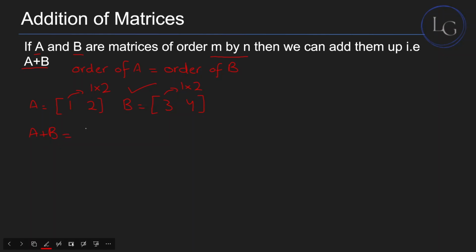And how do we add up A and B? Well, we'll add up the corresponding entries. The first element of A will be added to the first element of B, so 1 plus 3. And the second element of A will be added to the second element of B, so 2 plus 4, which will give you 4 and 6. That will be the result. Now remember that the order of the resultant matrix will be the same as the order of A and B. So just remember, you have to add up the corresponding entries.